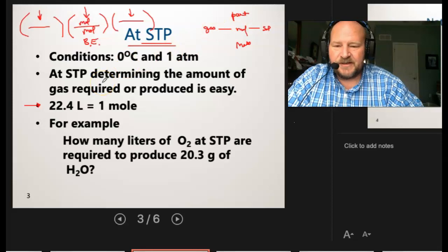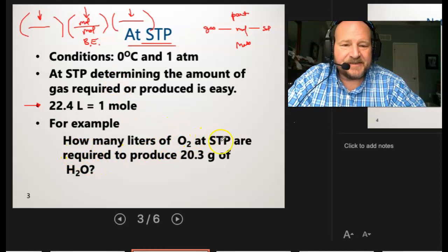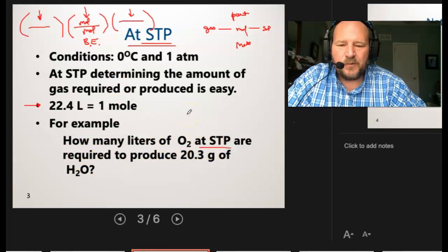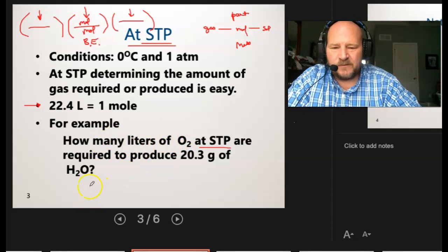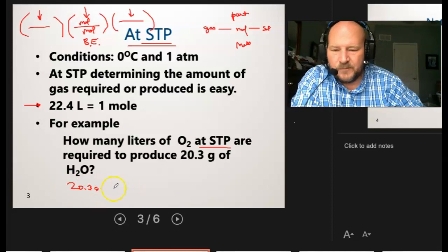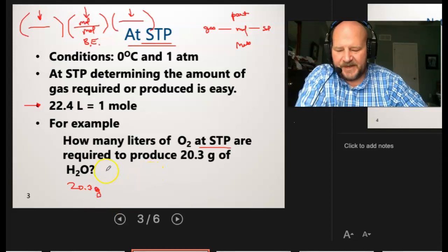Now the questions, again, will tell you you're at STP. So we say, how many liters of O2 at STP, so there it is, that tells us our conditions, are required to produce 20.3 grams of H2O. So here we're going to have a mass, we're figuring out how much water we can produce, and we want to know how much oxygen we're going to need. So we're going to start it off just like we did before. We're going to start with 20.3 grams of H2O.